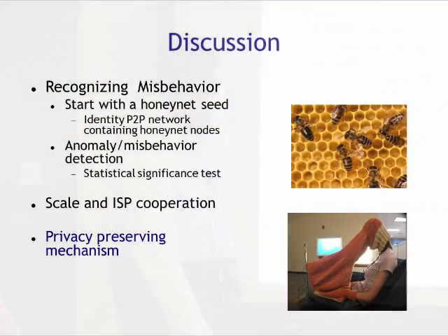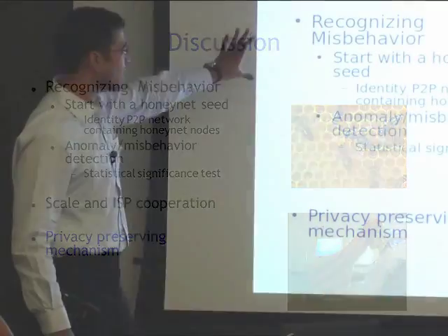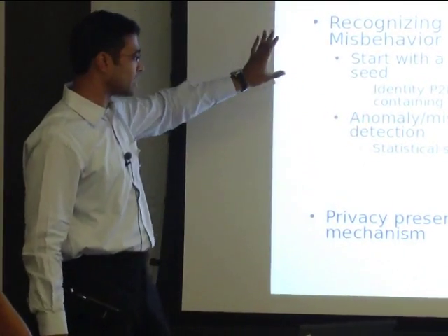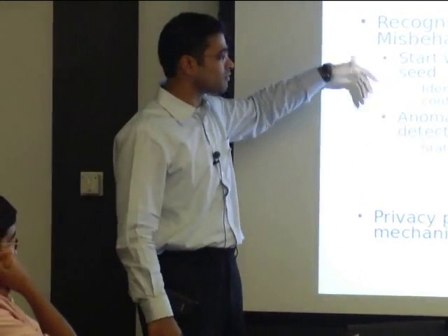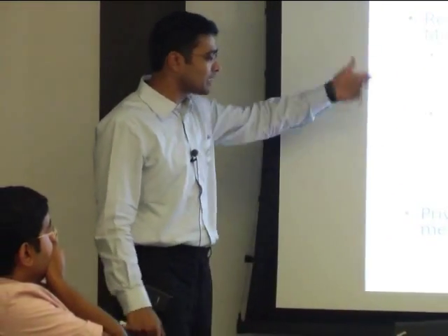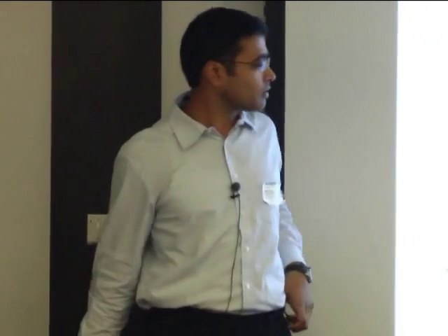So finally, just to summarize this, you're starting with the HoneyNet node, and you have the peer-to-peer network containing the HoneyNet nodes, and then you apply this sort of graph-based anomaly or misbehavior detection test. It's basically a statistical significance test, you can call it. In the paper, there's also a privacy-preserving mechanism which allows multiple ISPs to do that collaboratively without actually sharing the traces with each other. But it becomes too big, so I just left it out. And it's sort of a different topic, too.